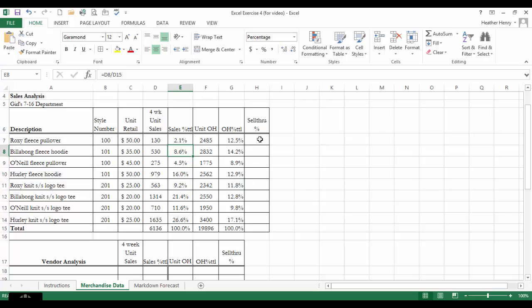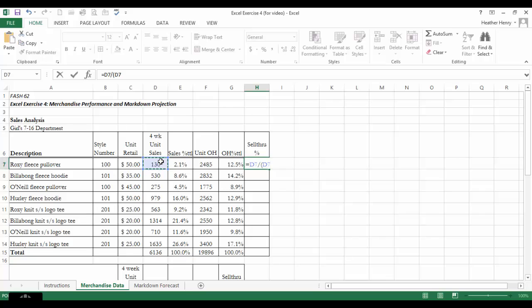However, we can also look at this information based on sell-through. We can look at this to see how quickly our sell-through percent is turning or how slow our sell-through percent is. So we simply take our sales divided by our sales plus our unit on hand, and this will tell us the sell-through percent on the item. So we take our unit sales divided by our unit sales plus our on-hand.